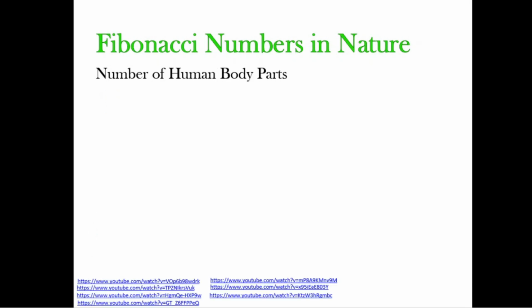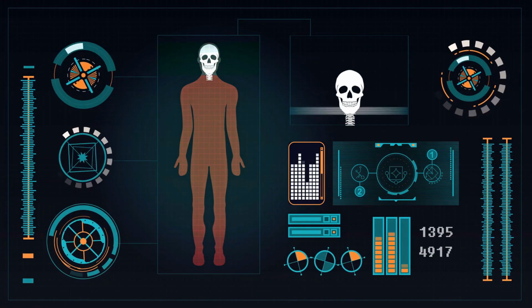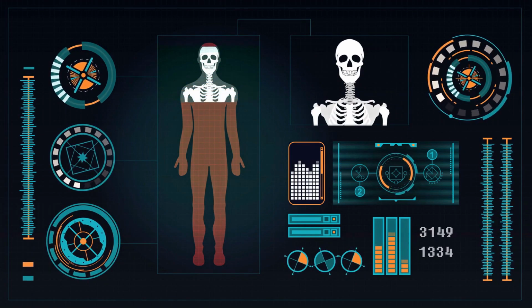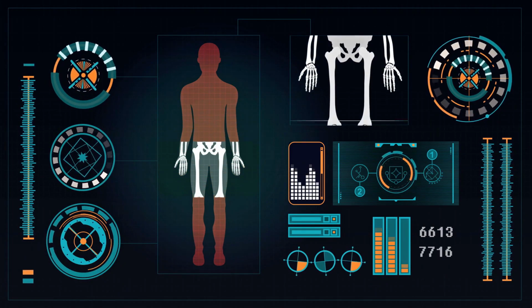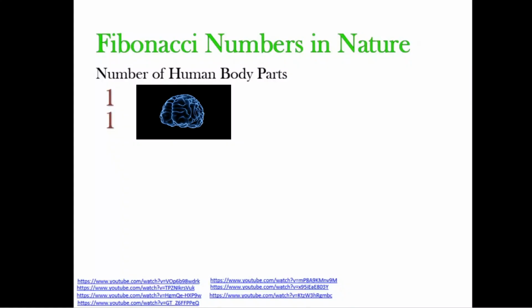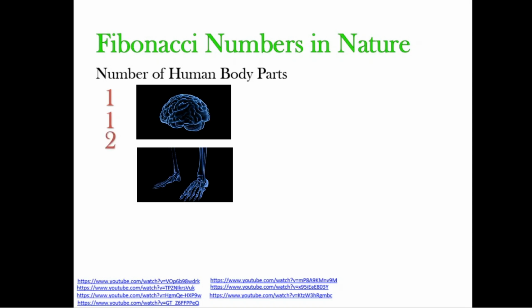What other things can we see around us that are Fibonacci numbers? Your body parts. Take a good look at yourself in the mirror. You'll notice that most of your body parts follow the numbers 1, 2, 3, and 5, or the Fibonacci numbers. You have one head, one brain, one mouth, one nose, one heart. You have 2 hands, 2 feet, 2 eyes.